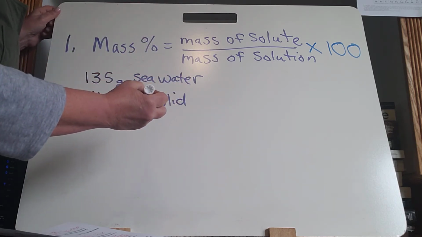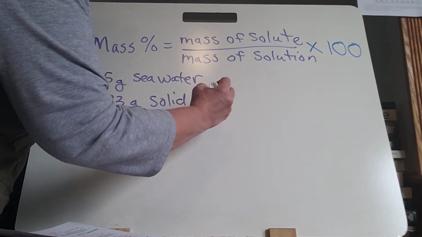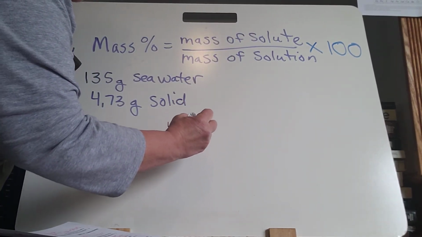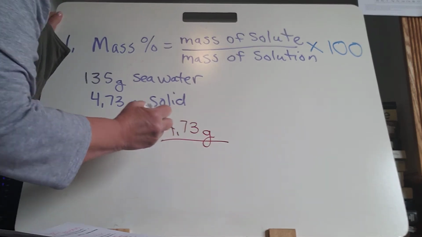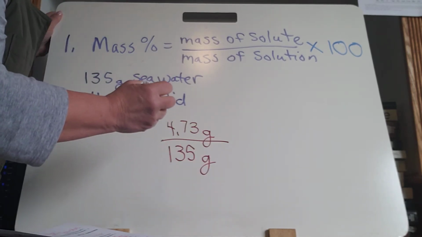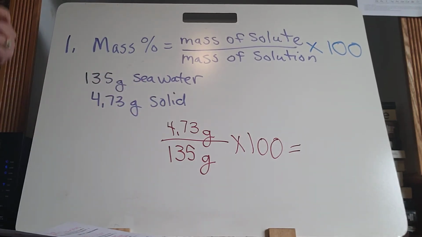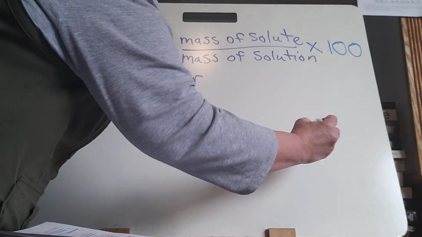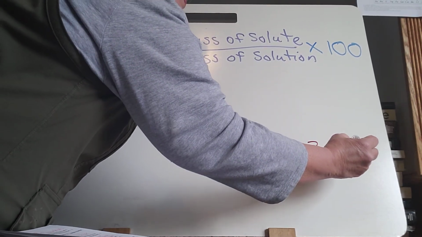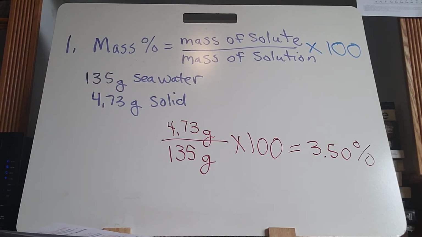So I have my mass of solute would be 4.73 grams divided by 135 grams times 100. So I'm going to put that in the calculator, and I get 3.50%. That's my mass percentage for this problem.